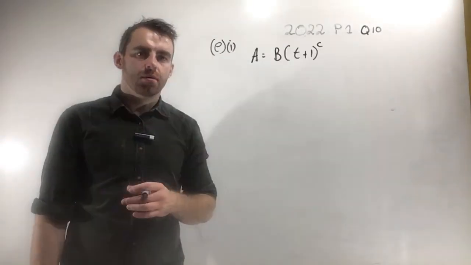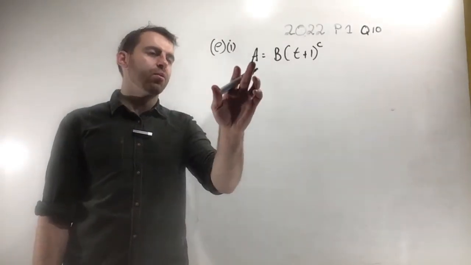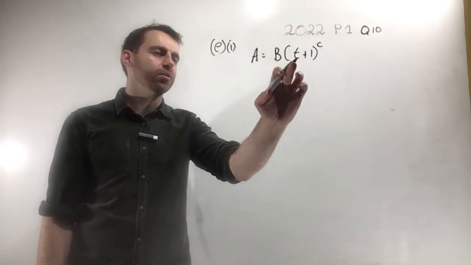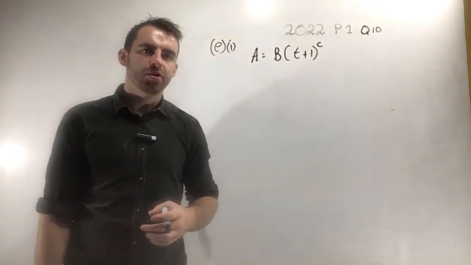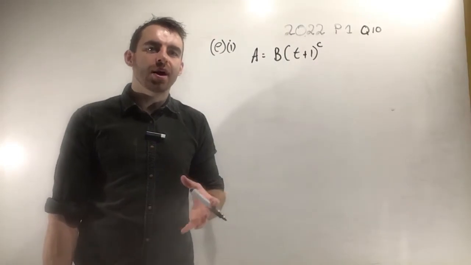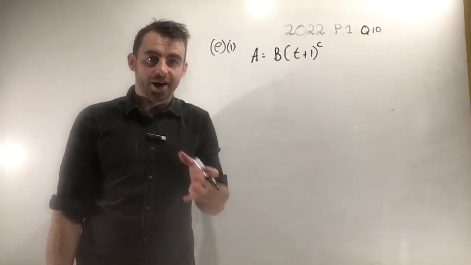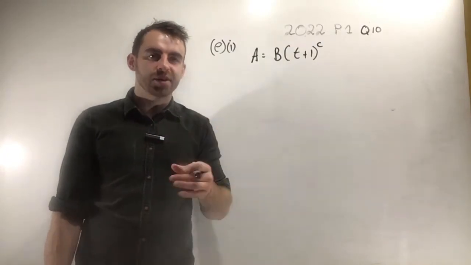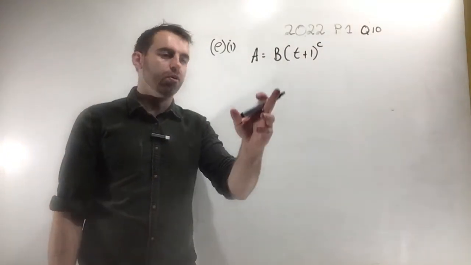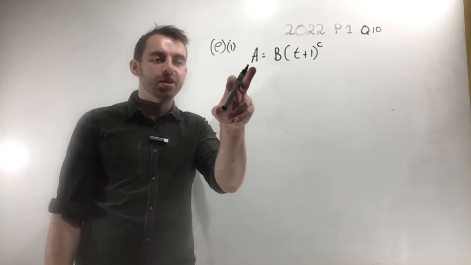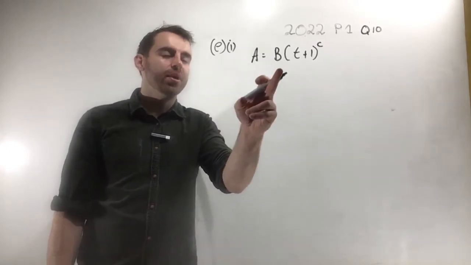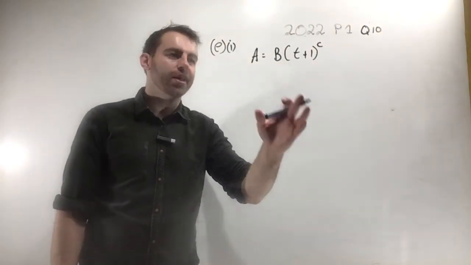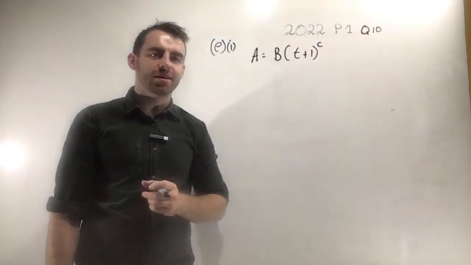Okay, in part E, you're given this equation, A equals B times t plus 1 to the power C. You're told that A represents how well you can do a skill if you practice it, and B represents how well you can do that same skill t months later. So basically, A is how good you are initially, B is how good you are a couple of months later, or t months later, and C is a constant.